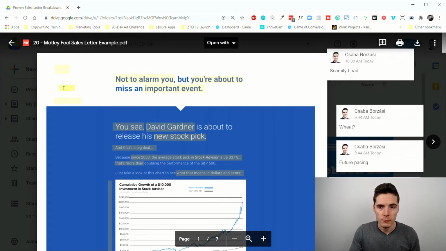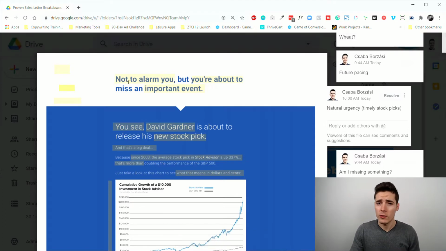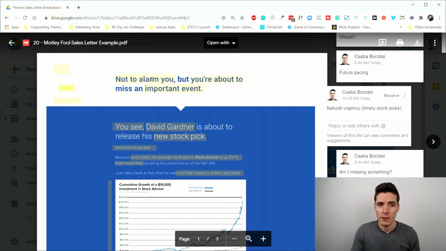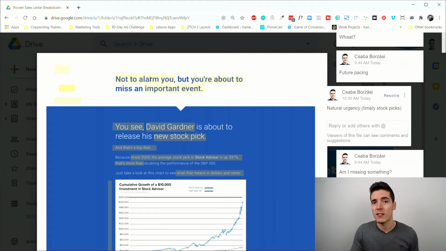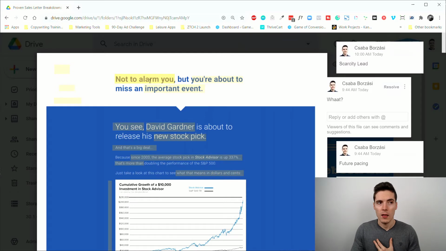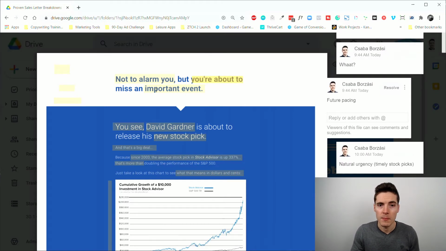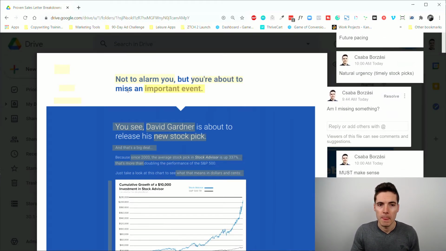So let's jump into the headline itself. It's very simple, actually. It says, "Not to alarm you, but you're about to miss an important event." And I can already see 3 specific things going on in this very short headline. First of all, it's a pattern interrupt. It's like, what? Why should I be alarmed? What's happening? "You're about to" is future pacing, and "miss" is the urgency part, and "important event" kind of presupposes, am I missing something? What is this whole thing about?